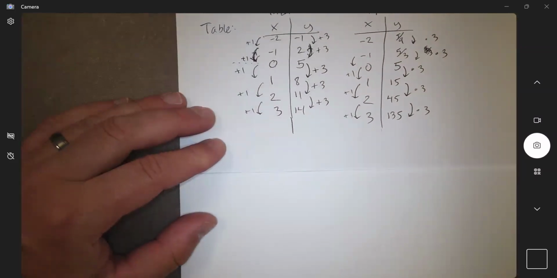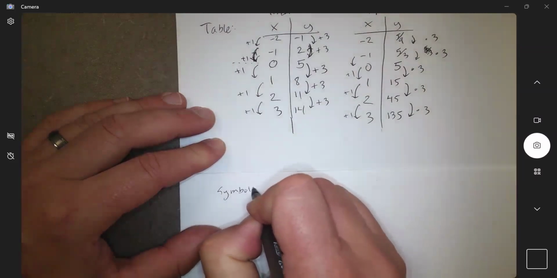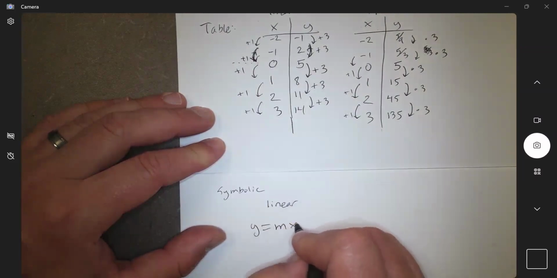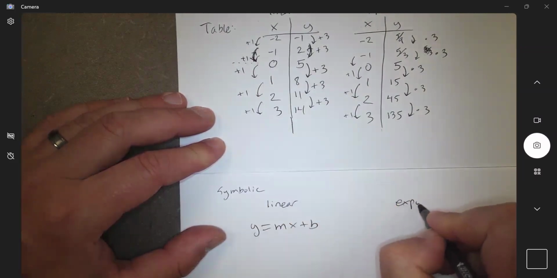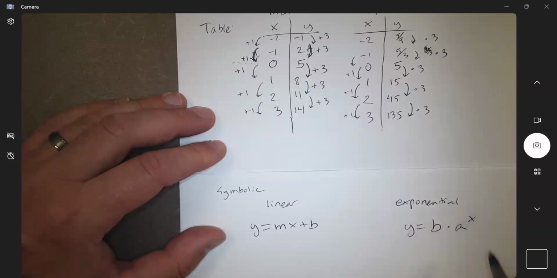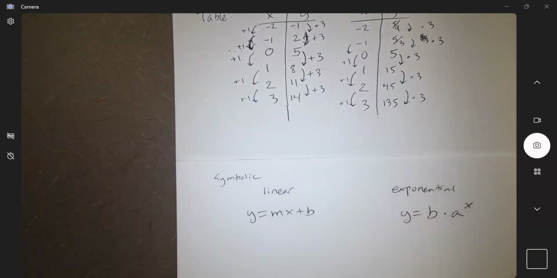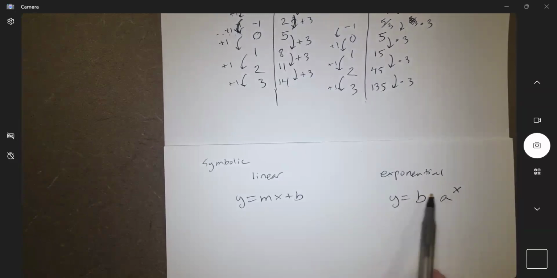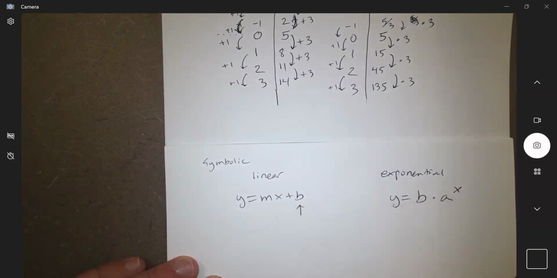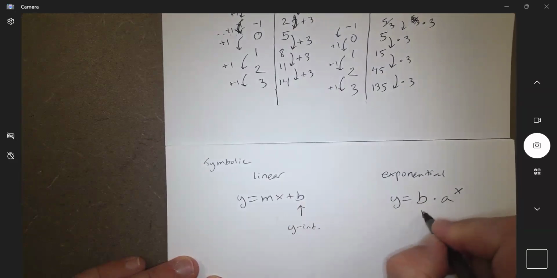Let's do the symbolic next. Linear: y equals mx plus b. Exponential: y equals b times a to the x. These are just letters. And in your homework, it uses a different arrangement of these letters, but I prefer this one. b is what? That's the y-intercept. And it's the same for both. That's why I like b there. It's still your y-intercept.